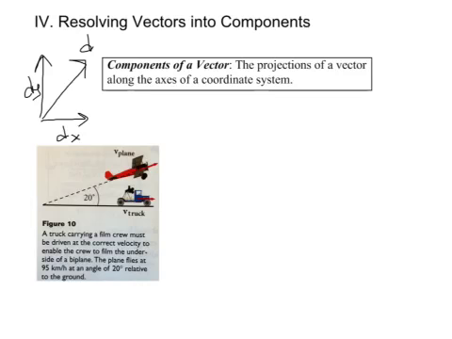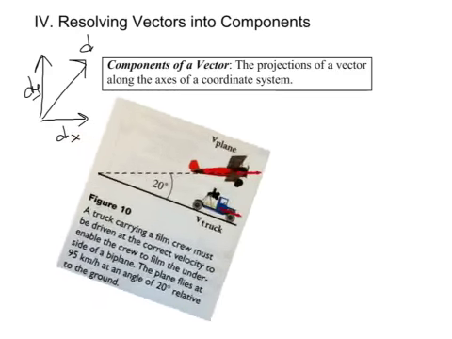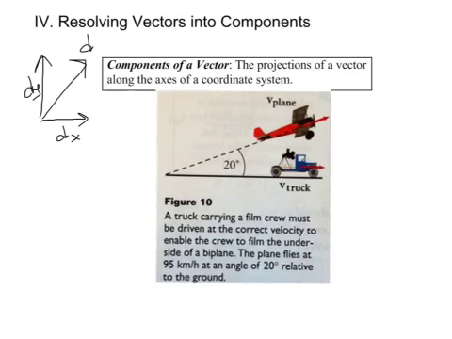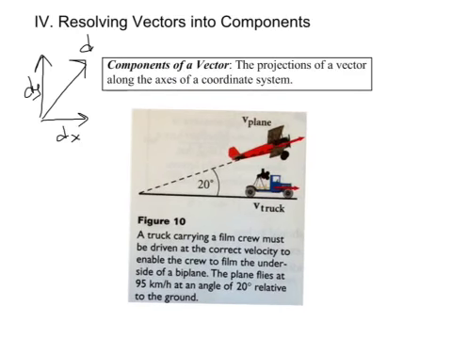Let's take a look here at this plane and truck. So the plane is flying off at an angle. The plane has component vectors, one in this direction and one in this direction. You can't really see that.